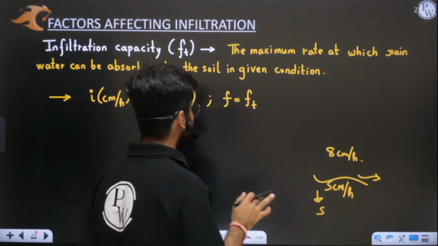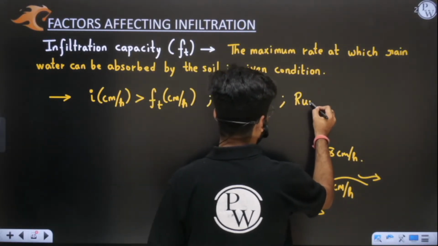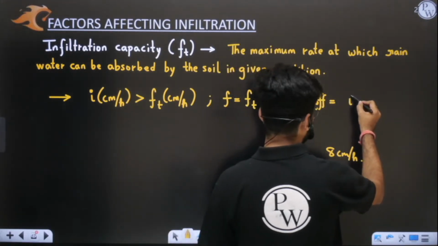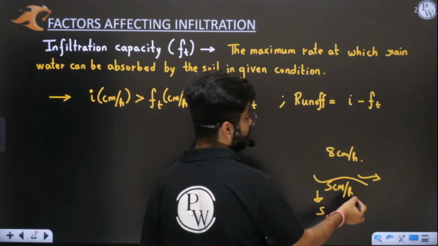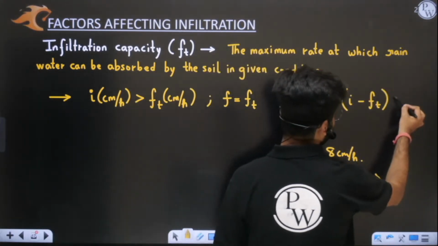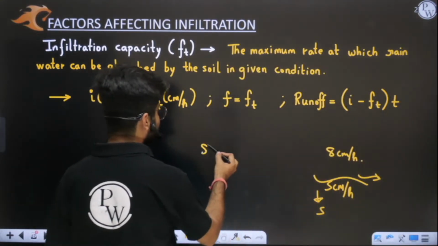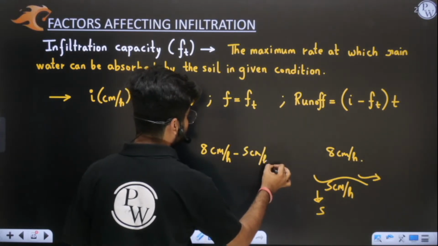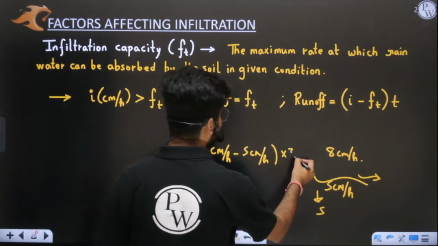Yes or no? So obviously we need to understand that in this case runoff will be i minus f_t, and this is per hour. You have to multiply this by time so that you get total runoff. Let us take an example here. 8 centimeter per hour is your intensity. 5 centimeter per hour is the water going into the ground. Let us say this is happening for 3 hours, so multiplied by 3 hours.